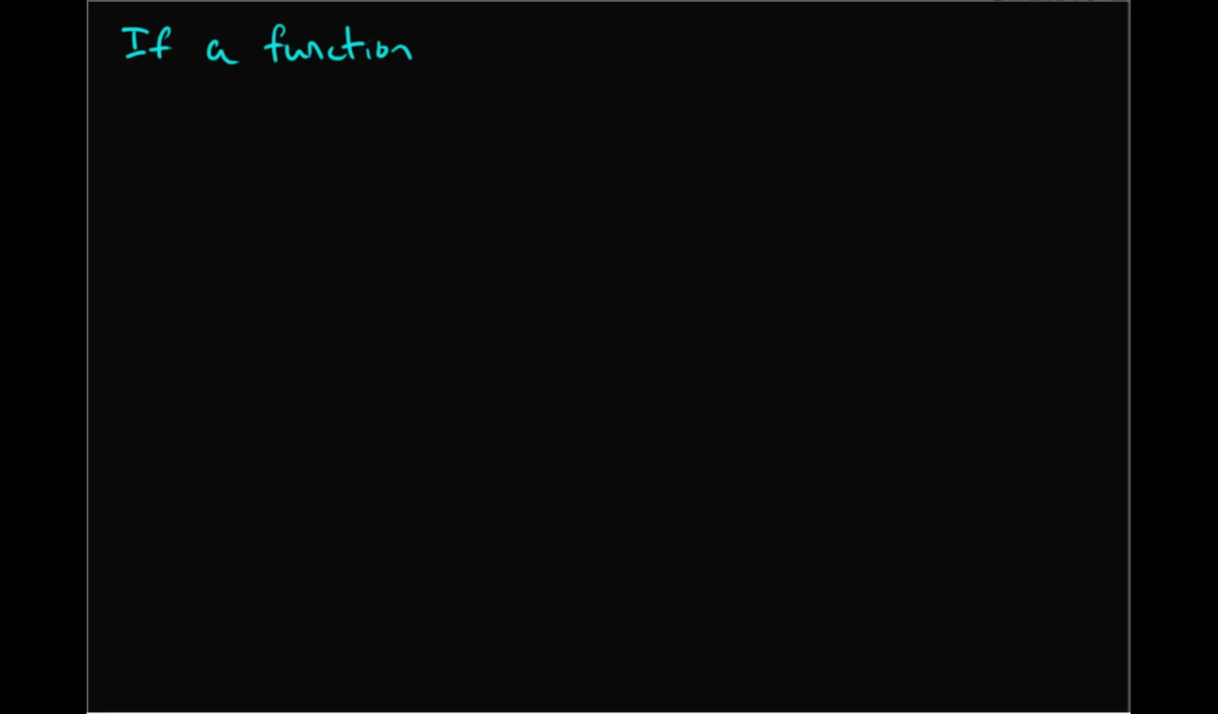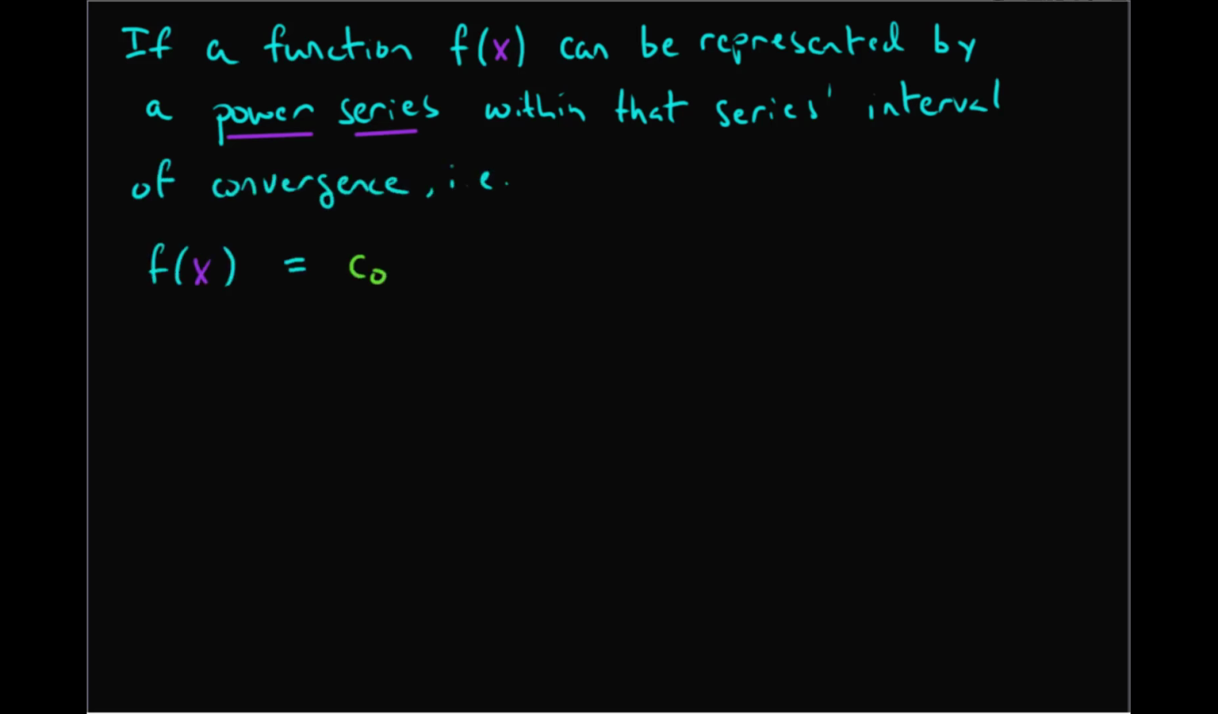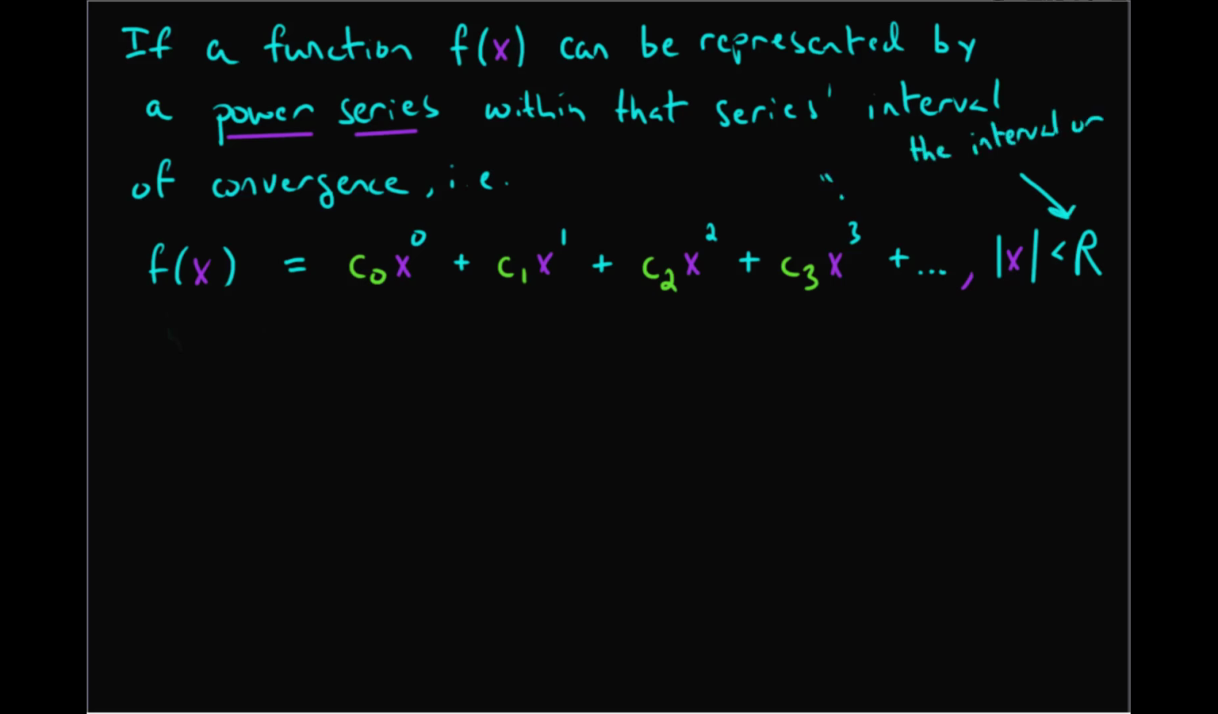Now, if a function f of x can be represented by a power series within that series' interval of convergence, which is to say f of x equals the power series c sub 0 times x to the 0 plus c sub 1 times x to the 1 plus c sub 2 times x squared plus c sub 3 times x cubed plus dot dot dot for all x such that the absolute value of x is less than r, where r is equal to our interval, or in the field of complex analysis, radius of convergence.